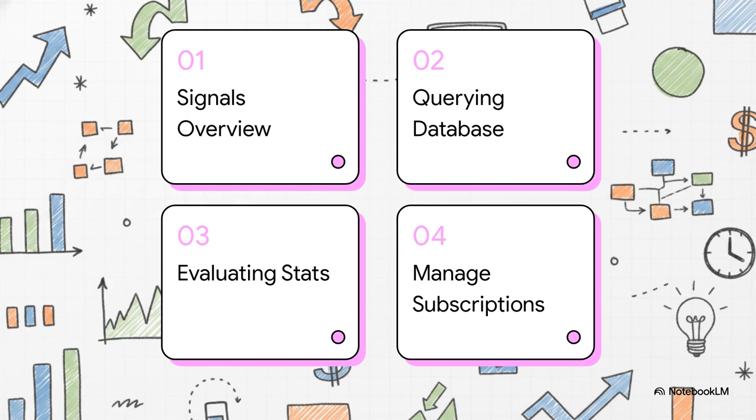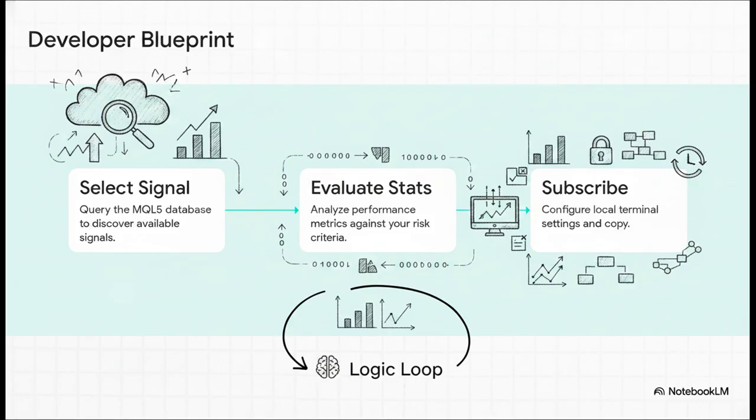Let's get to it. All right, so here is the high-level developer's blueprint workflow. You can really think of this as the core logic loop that your algorithm is going to systematically process. Step 1, your EA selects a signal from that vast MQL5 database. Step 2, it evaluates the performance stats of that specific signal against whatever criteria you've predefined. And Step 3, it configures the local terminal settings and just subscribes. It's a super clean 3-step pipeline.